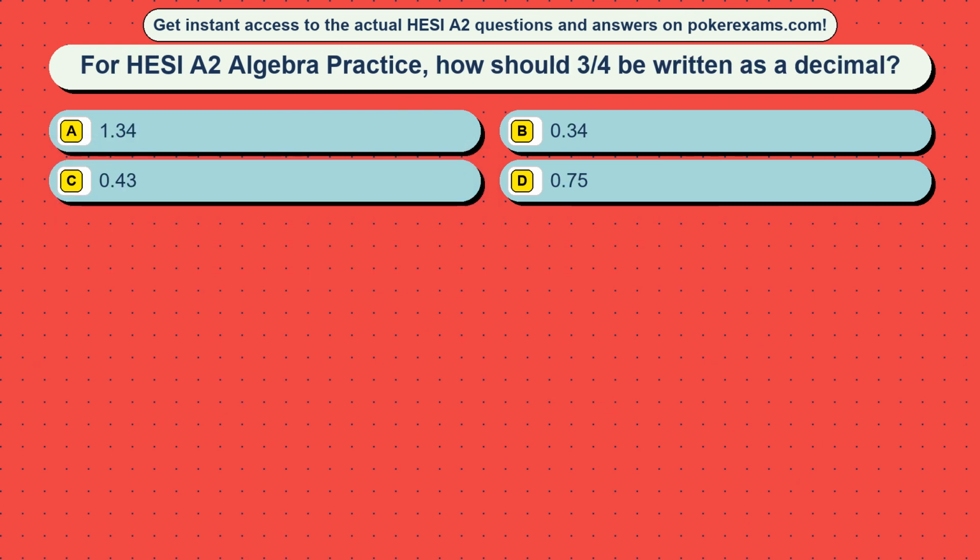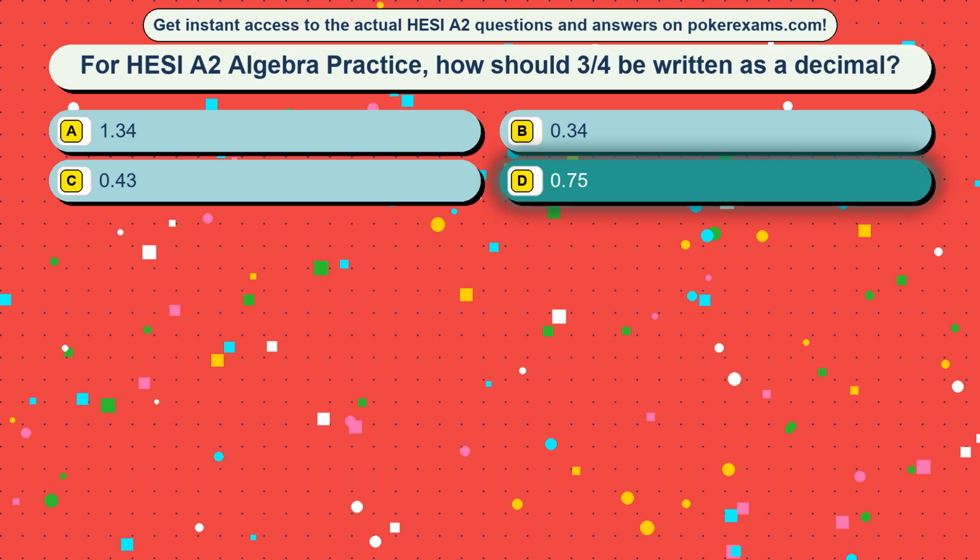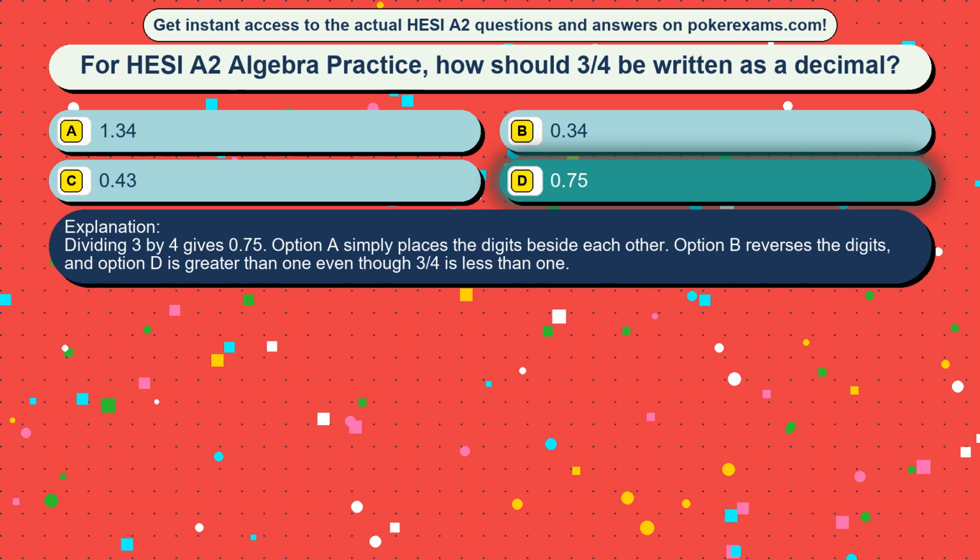Question 32. For HESI A2 Algebra Practice, how should 3/4 be written as a decimal? Option A, 1.34. Option B, 0.34. Option C, 0.43. Option D, 0.75. The correct answer is option D, 0.75. Dividing 3 by 4 gives 0.75. Option B simply places the digits beside each other. Option C reverses the digits, and option A is greater than 1 even though 3/4 is less than 1.